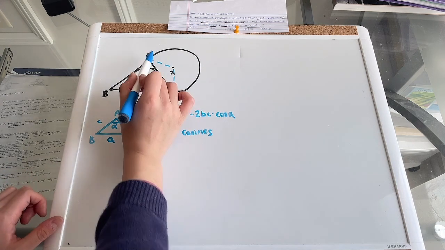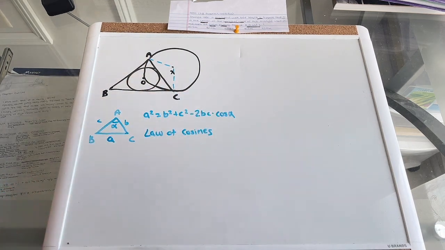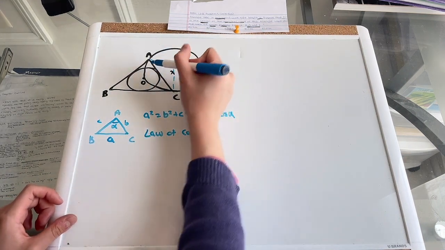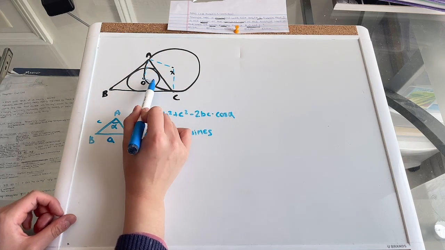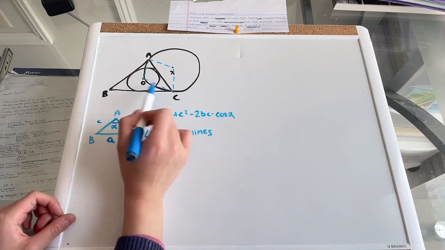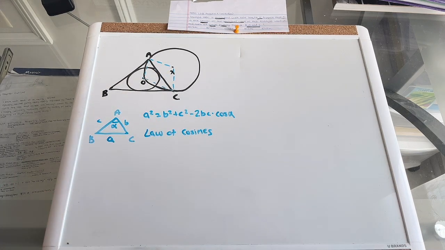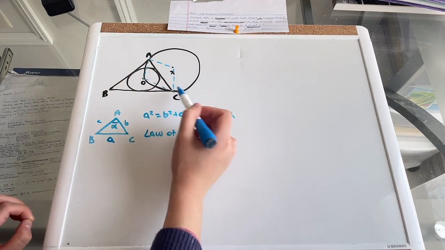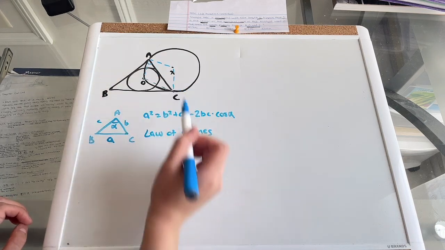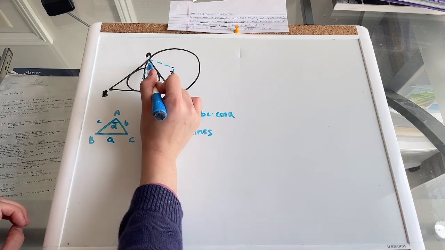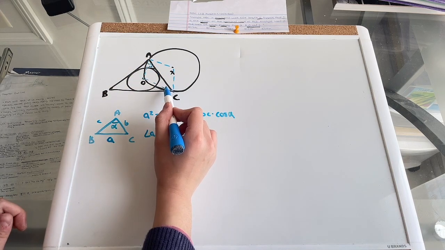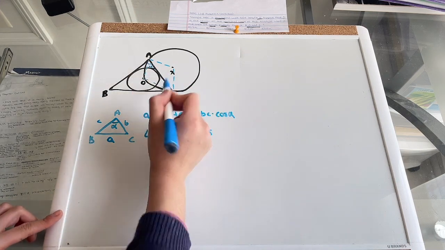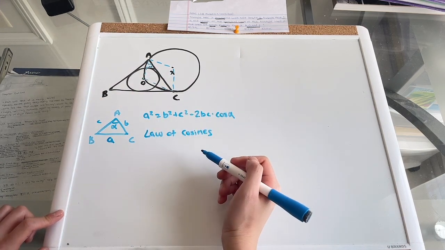We can see that if we connect A and X and C, these will be radii of the circle. Since ABC is an equilateral triangle and the circle is inscribed, if we connect AO, these are also the angle bisectors of BAC and ACB. So this small angle, CAO, will be 30 degrees because that is half of the 60-degree angle. The same is true for this one.